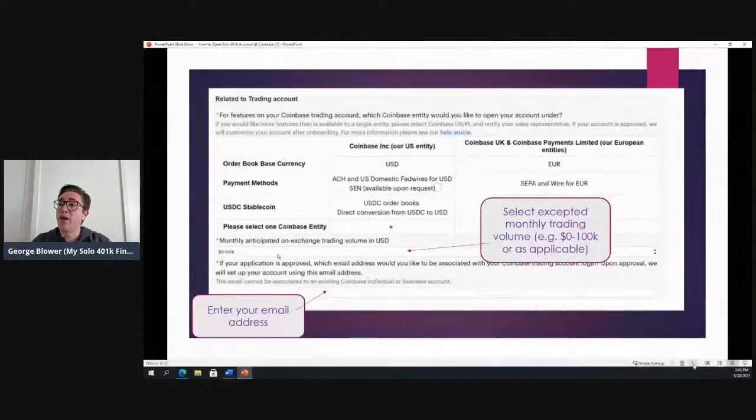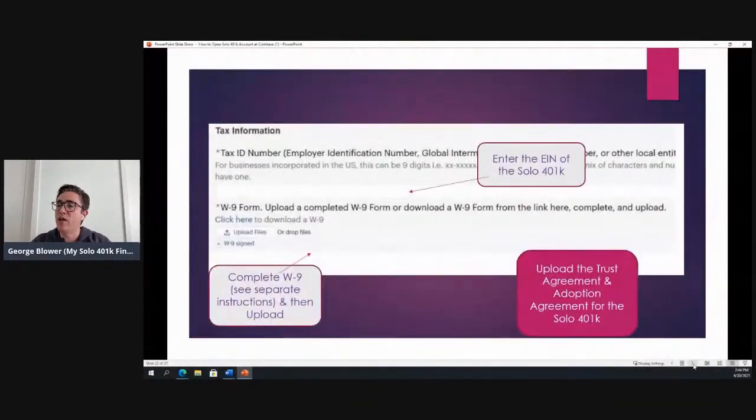You're then prompted to answer questions about the trading account, where you'll be asked to enter trading volume. So here you would choose your expected monthly trading volume, which is typically going to be 0 to 100,000 unless a higher amount is anticipated. You would enter your email address on that same page, and then moving down, you'll have an opportunity to enter the tax ID number. So here you would want to enter the EIN of the solo 401k.